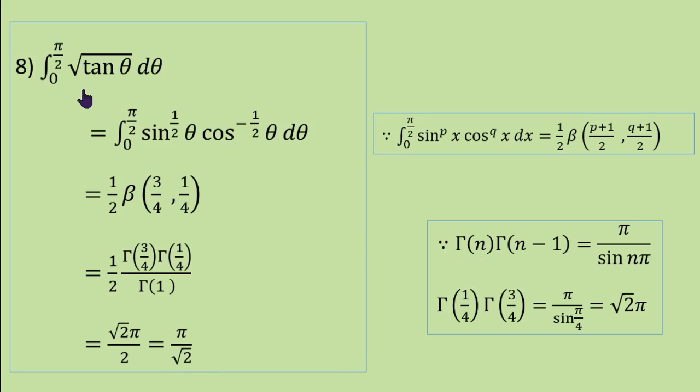Okay. Now same type, one more question. If it is root cot theta, cot means cos by sine, therefore here sine power minus half theta, cos power plus half theta. So just interchange 1 by 4, 3 by 4. Answer is same because gamma 1 by 4, gamma 3 by 4 is root 2 pi. Therefore answer is pi by root 2. For root cot theta also it is pi by root 2.